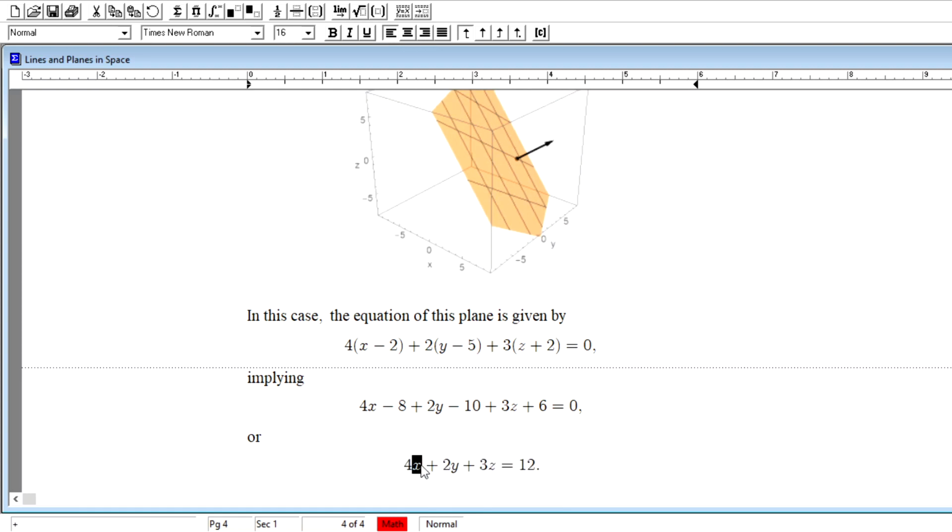Any x, y, z values that make this equation true when substituted in are going to be a point on this plane. For example, I could see a point on this plane at x equal to 0, y equal to 0, and z equal to 4. Those would be three values of these variables that would make this equation true, would make this equal 12.